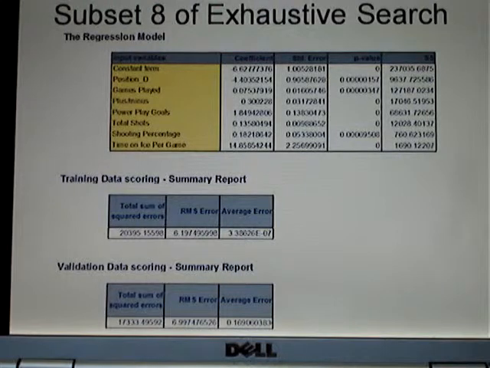There may be a problem with overfitting data, but still the validation data scoring as per root mean square and average error shows better predictive accuracy.